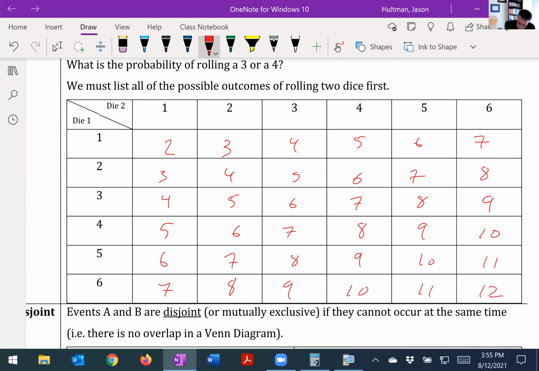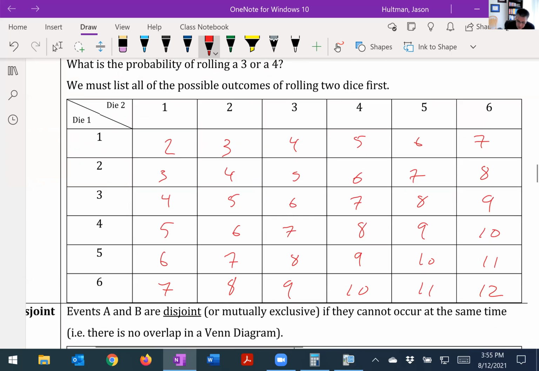Okay, events A and B are disjoint, means that they're mutually exclusive, means that they can't occur at the same time. So you can't roll two die and have them come up as multiple different outcomes at once. You roll 2 die, you get a roll. You roll another 2 die, you get another roll. They're independent of each other. They don't affect each other.